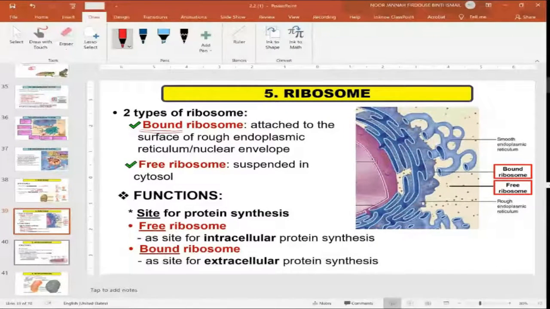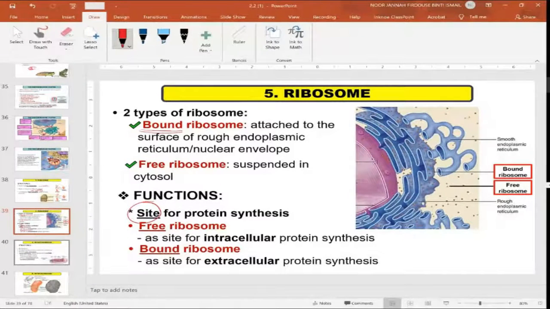So the function of ribosome, either bounded or free, they are the site for protein synthesis. Mesti ada perkataan site, eh? Site for protein synthesis. Tak boleh jawab ribosome, fungsi ribosome sebagai protein synthesis sahaja. Sebab sebenarnya banyak molekul ataupun organelle yang terlibat dengan protein synthesis, such as the nucleus itself, because it start with the nucleus and then goes to the cytoplasm. Jadi kita katakan dia nak hasilkan polypeptide tu, ribosome is site for protein synthesis.